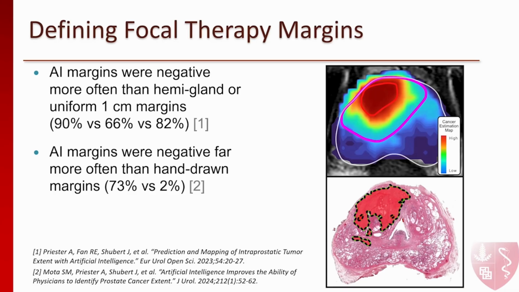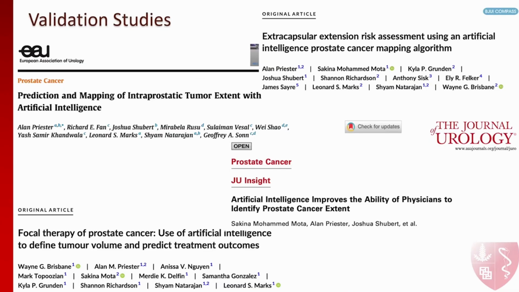And this was a real remarkable difference. Using the AI tool, the negative margin rate was 73%, which is much, much better than the abysmal 2% that we got just using a standard of care approach. So a couple of validation studies that show how this can be helpful in a focal therapy population. And then finally, here are a couple of the papers that have been published, the validation studies, several of which I've mentioned in the preceding slides.